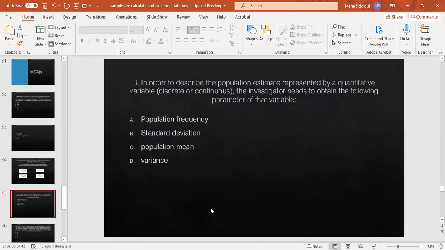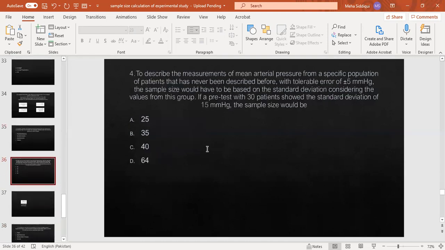In order to describe the population estimate represented by a quantitative variable, discrete or continuous, the investigator needs to obtain the following parameter of that variable: population frequency, standard deviation, population mean, variance. Standard deviation. Yes, the right answer will be standard deviation, because whenever we talk about a quantitative variable or outcome, we should always think of the standard deviation.